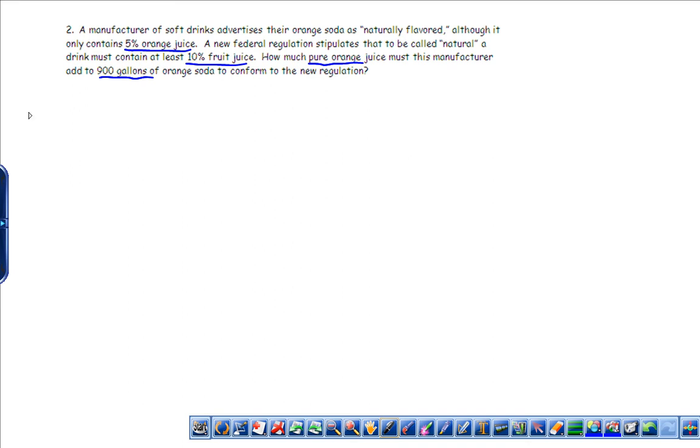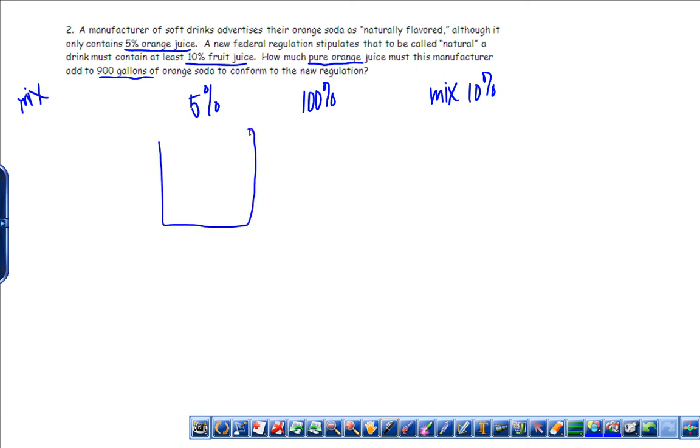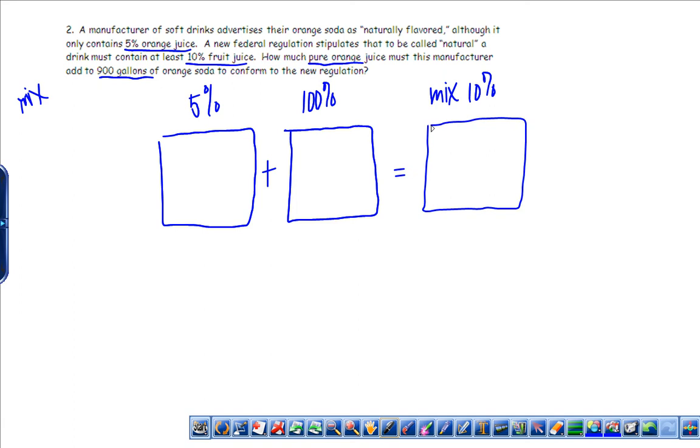Okay, I call this a mixture problem. So we've got a 5%, the mixture is a 10%, but we want to add pure orange juice. So this is what I would do. We're going to start with a 5%, but we want to add pure orange juice, so that would be a 100%, the pure, and we want to get the mixture. The mixture is made up of 10%, okay? You definitely don't have to draw these boxes or do anything like this, but this is how I'm going to work this out, kind of coming up with 2 equations here.